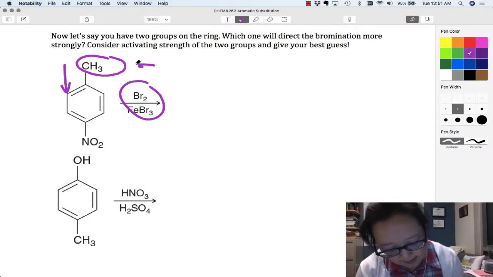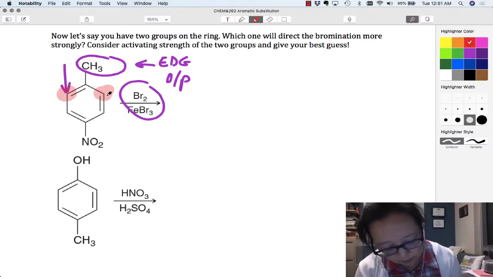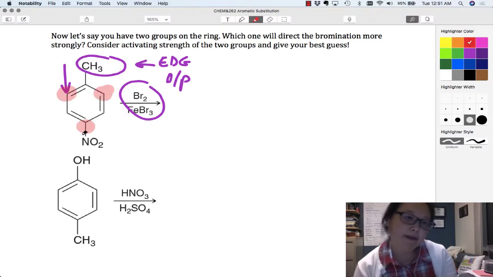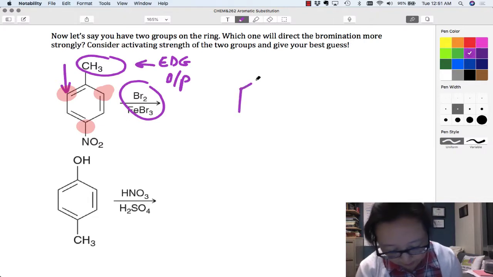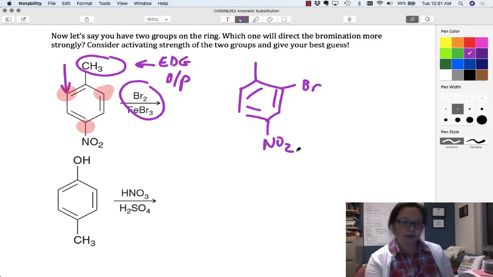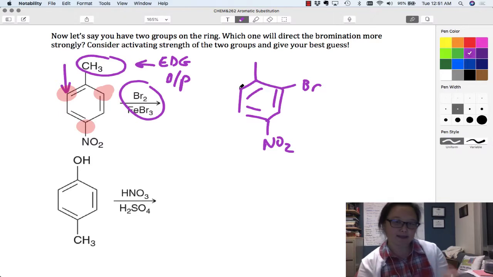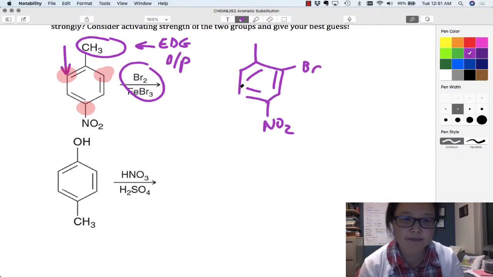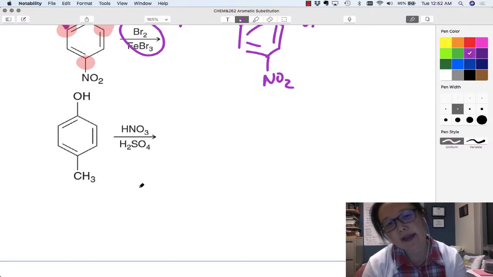Since this is an electron donating group, it's going to tend to be an ortho para director. So I'm going to look at the ortho and para positions. Here are my ortho positions and here's my para position. The para position's already taken up by the nitro group, so I can just add a bromine to the ortho position. Okay, so here's bromine right here. Adding bromine on the other side is the same thing. It's equivalent because it's a flat molecule. Why don't you guys try the second one then?